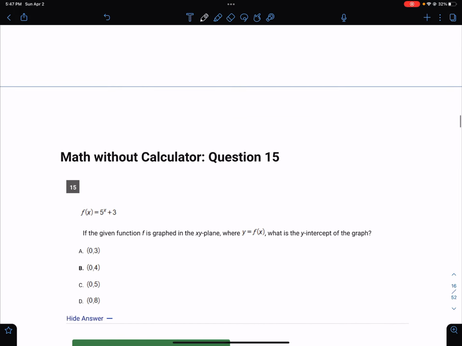This is an exponential function. How do you find a y-intercept? You set the x to 0. It's just going to be 5 to the 0, so 1 plus 3 is 4. I'm getting B. All right.